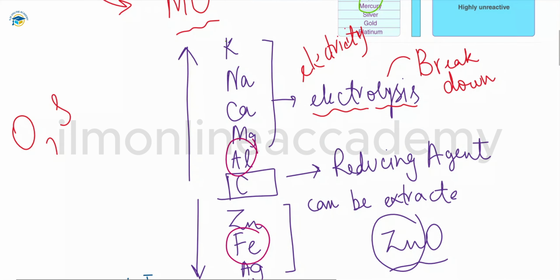As I already told you, for the metals that are present above the carbon, you can use the process of electrolysis, and we have also done this extraction of aluminum in chapter number 6, electrochemistry, which is electrolysis, the breakdown of the compound, molten or in aqueous solution, by the use of electricity.